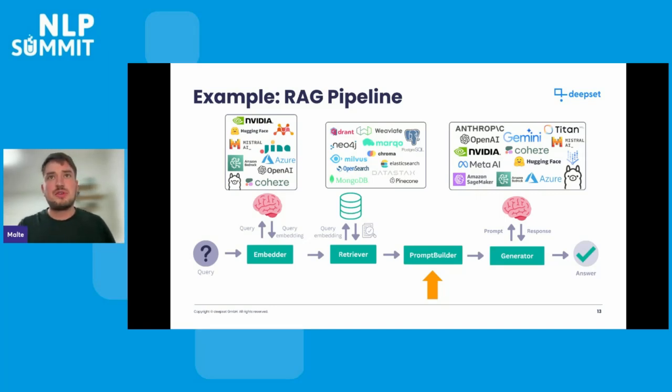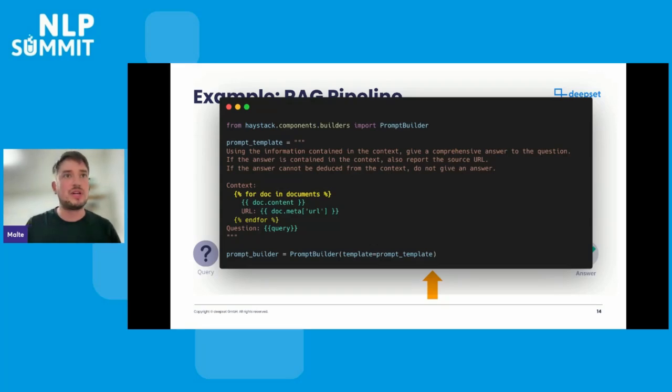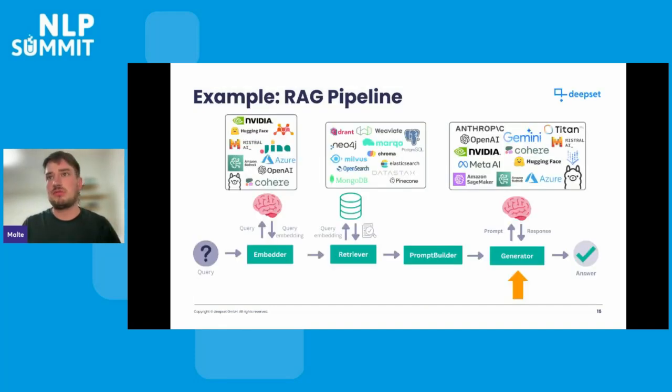Once you retrieve the documents, you put them into a prompt builder. So this really assembles the prompt for your LLM. We use Jinja syntax here, so you can easily loop over the documents, adjust the info, and get the information from certain fields. You can have multiple variables in your prompt. All of that is very flexible to adjust and customize. And then you send the prompt to an LLM, to a generator. Again, you can pick from a variety here.